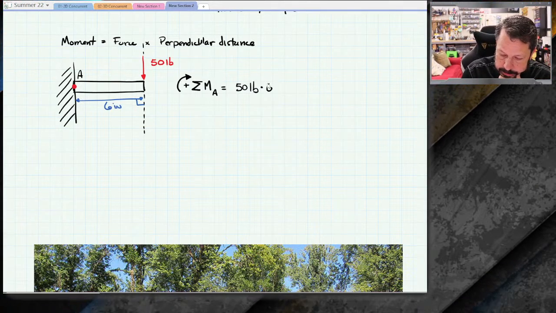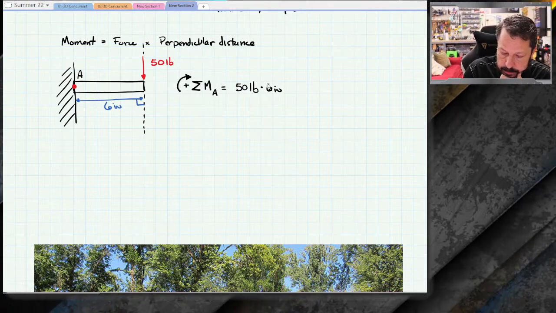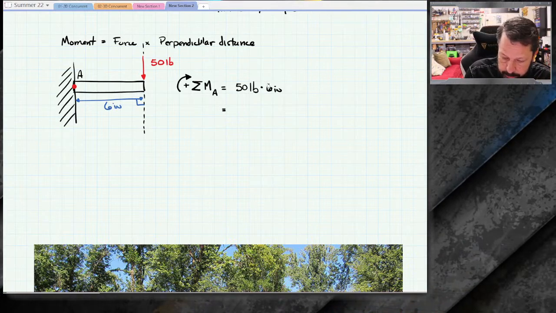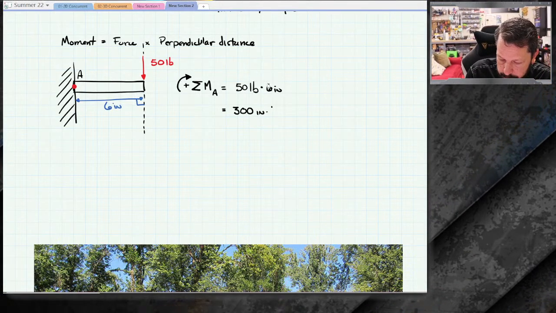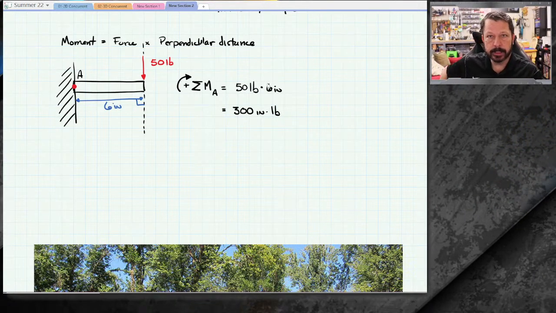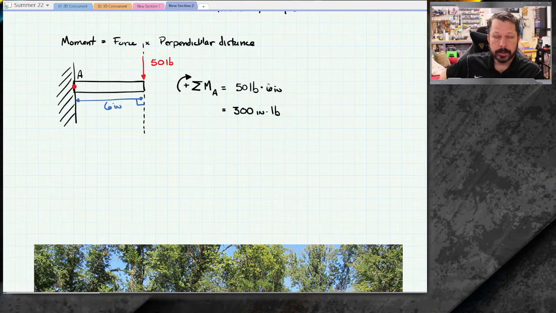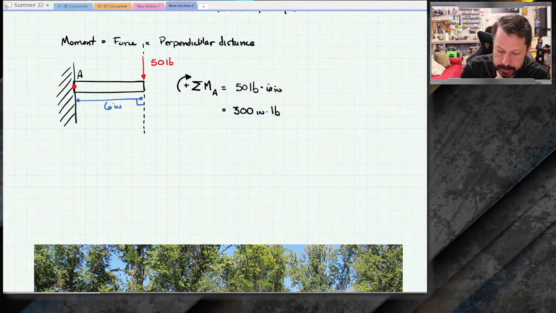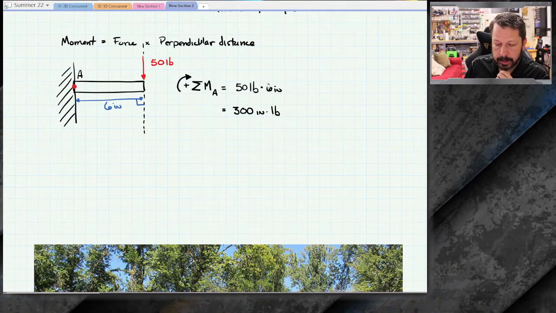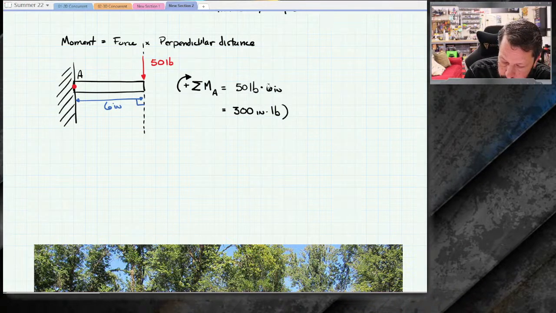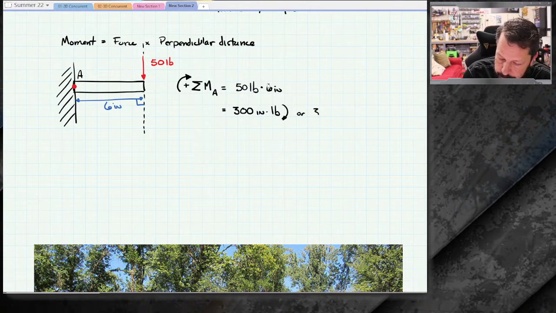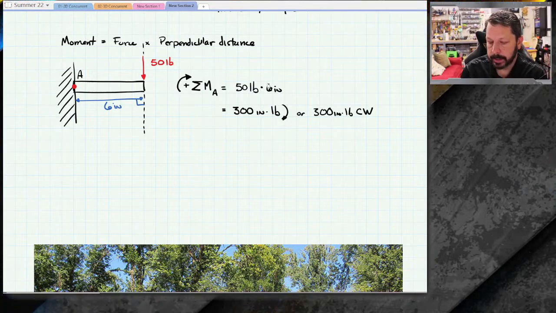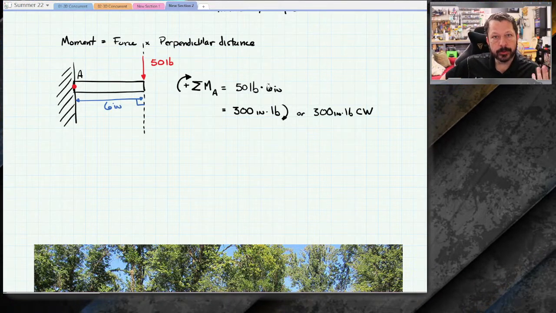So 6 inches. And so the moment that the 50-pound force creates about point A is 300 inch-pounds. So you're going to have units for moments and torques that are inch-pounds, foot-pounds, Newton meters, stuff like that. And instead of writing a plus or minus sign on there, I would either say that it's clockwise, or I could do 300 inch-pounds and write CW for clockwise. I need to indicate which way it is going.